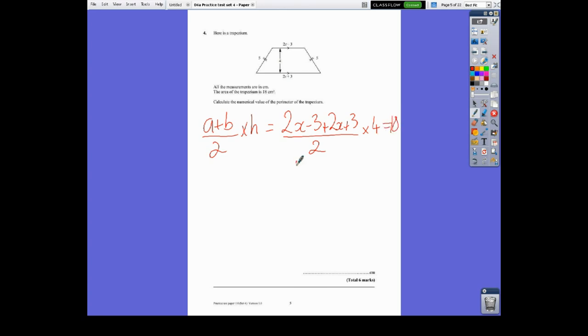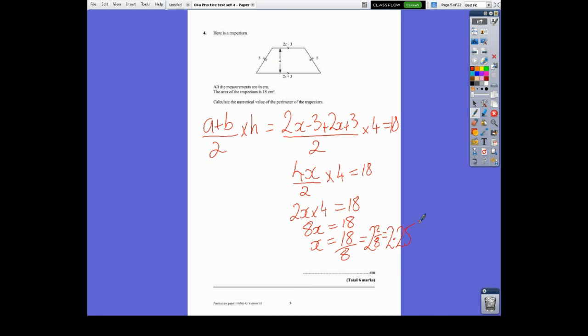If we add these up, we actually get 4x over 2 times 4 equals 18. 4x divided by 2 is 2x, and 2x times 4 is 8x. So 8x will be equal to 18. To work out the value of x, we just do 18 divided by 8. You can leave that as a fraction if you wanted to, but that would be 2 and 2 eighths. 2 eighths is a quarter, so that would be 2.25. So x is 2.25.